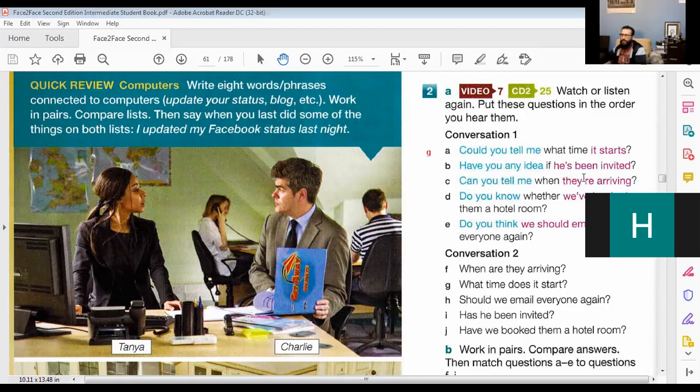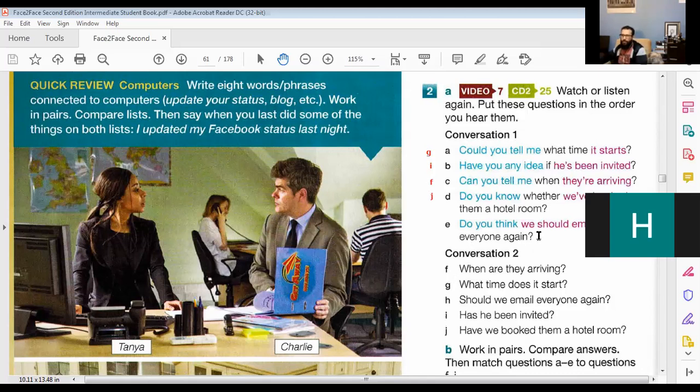What about this question? Have you any idea if he's been invited? Has he been invited? Exactly right. So this is I. Can you tell me when they're arriving? When are they arriving? Right. This is F. And then we say, do you know whether we've booked them a hotel room? Have we booked them a hotel room? Yeah. Right.